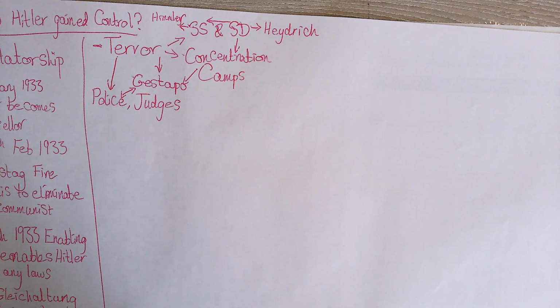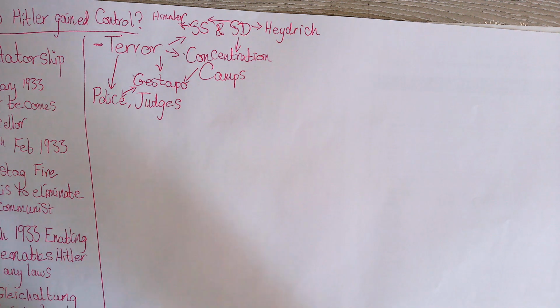I'll say that again. The number of crimes that are punishable by death rises, and by 1943, 40,000 people are being sent to their deaths. Okay, so it's a really huge increase. All right, so they're taking control of all sorts of things.